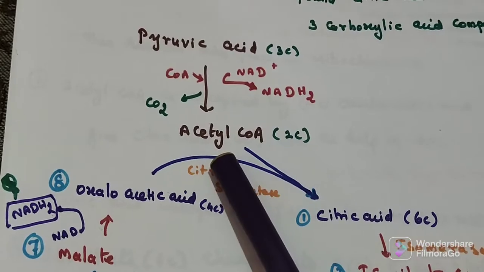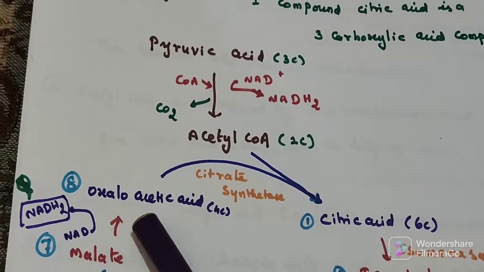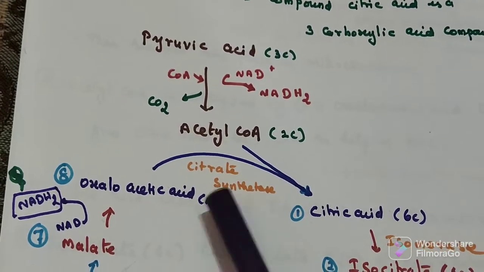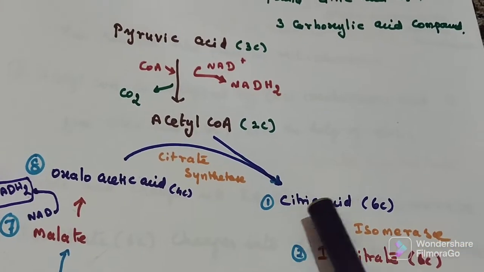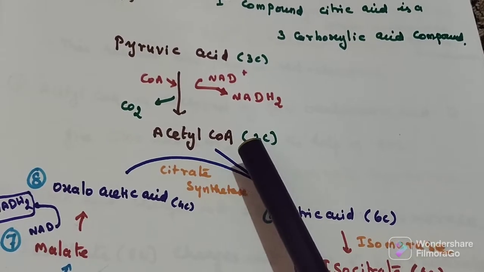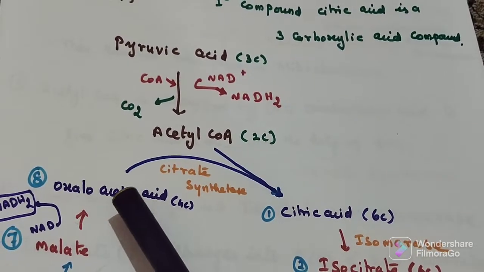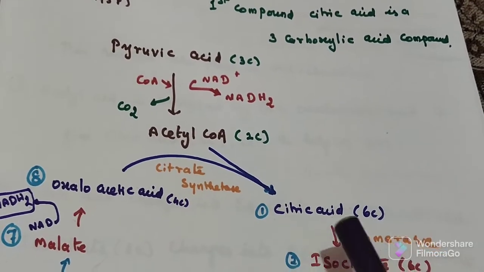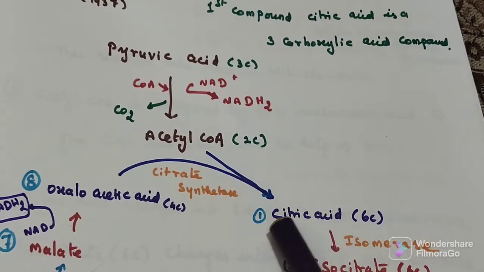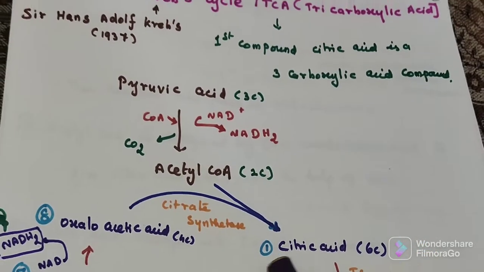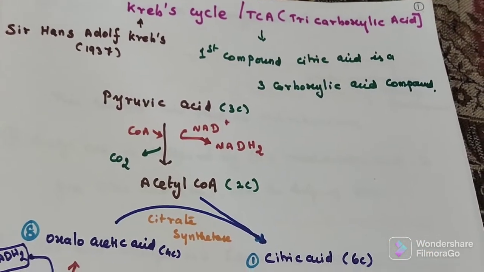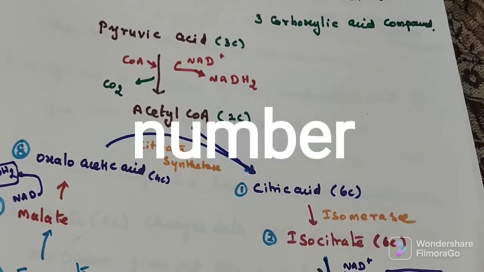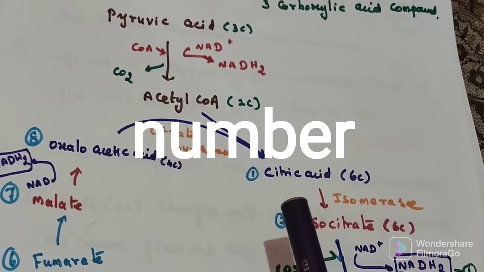This acetyl-CoA is accepted by oxaloacetic acid with the help of the citrate synthase enzyme. It will be converted into citric acid. Acetyl-CoA is a 2 carbon component, oxaloacetic acid is a 4 carbon component. So it will form the 6 carbon component citric acid. It is the first product, so this cycle has the name citric acid cycle. For our convenience we are giving the name. This one is the first one.